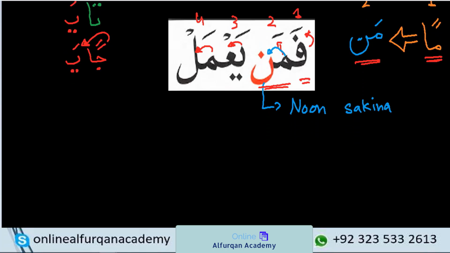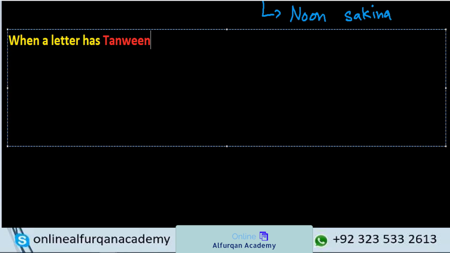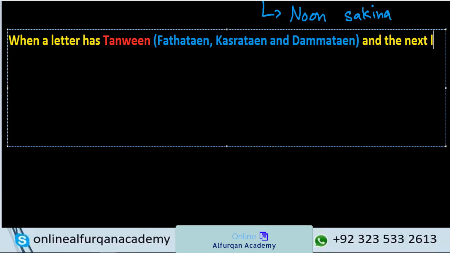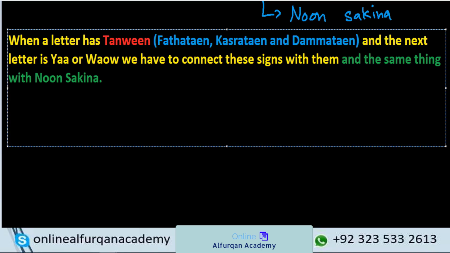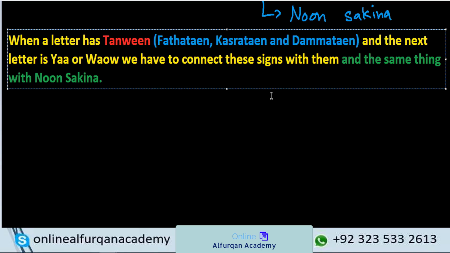Now let's talk about this rule in detail. When a letter has tanween, the word tanween means fathatain, kasratain, and dhammatain, and the next letter is ya or waw, we have to connect these signs with them. And the same thing with noon sakina. I mean, if there is a noon sakina and the next letter ya or waw is coming, that time also we have to merge the sound of noon with ya and waw. So let's take a few examples and you will get this rule very easily.